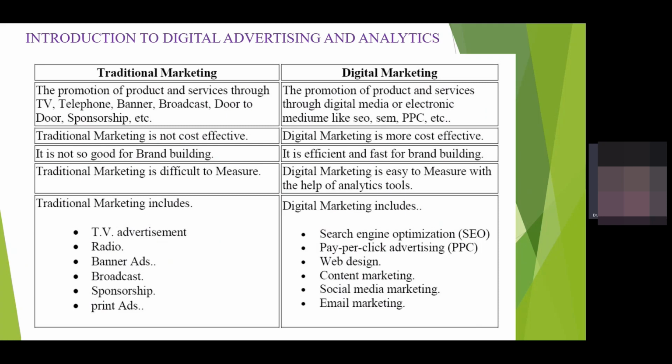Now, traditional marketing usually includes the promotion of the product without using the internet, like showing the ad through the TV or calling someone to explain their product, placing the banners, broadcast, or door-to-door services, door-to-door reaching out to the people, making a pamphlet and distributing among the people and so on. Whereas in digital marketing, the products and services are promoted using the digital media, electronic medium, like search engine optimization, pay-per-click, web design, content marketing, and so on.